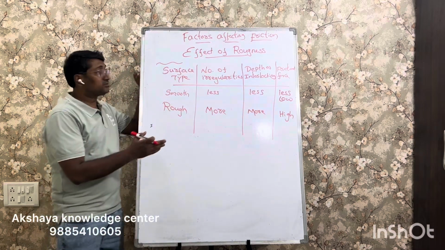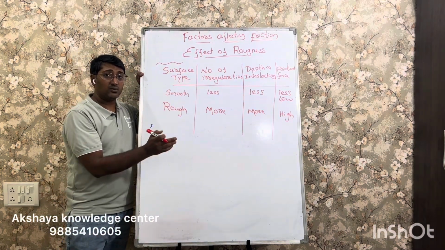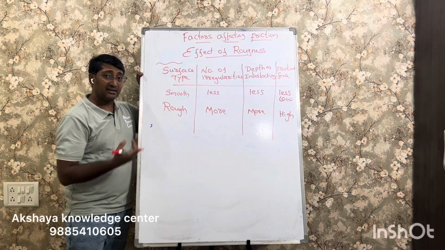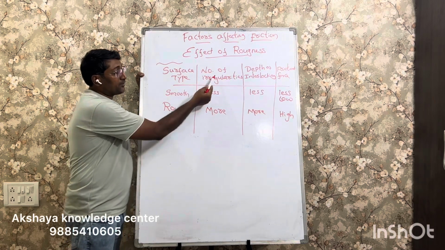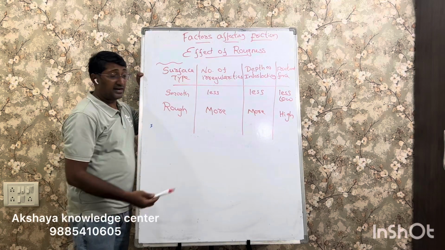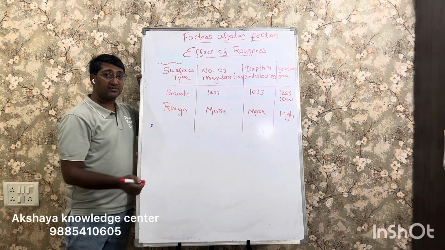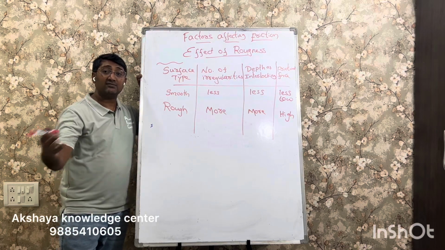So that's about the effect of roughness. And to conclude, rough surfaces require more energy to create relative motion due to the presence of a large number of irregularities and deeper interlocking. So with that, we are done with this topic. Let's look into another one in the next topic.